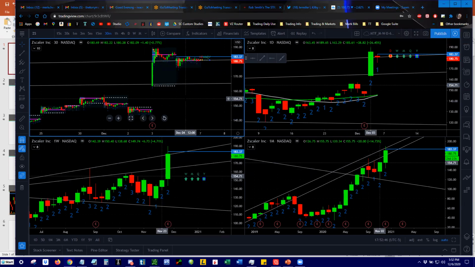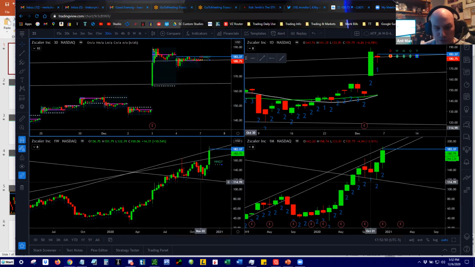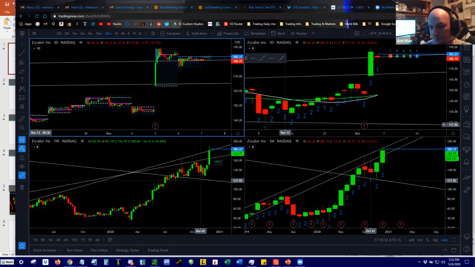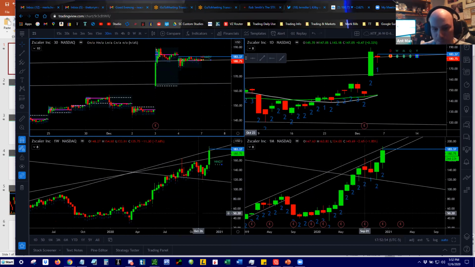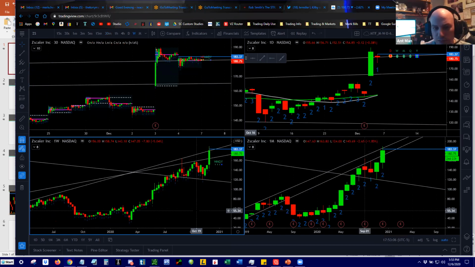Right, and we are above that triangle. If you pull out, I have a couple of triangle lines drawn here. We are just above that. So really we'd be saying above 183.37. That's a good trade to the long side.